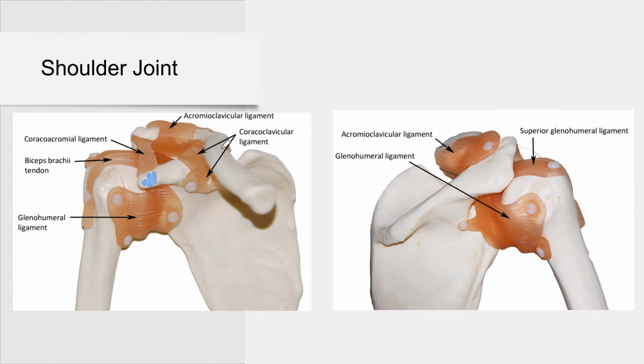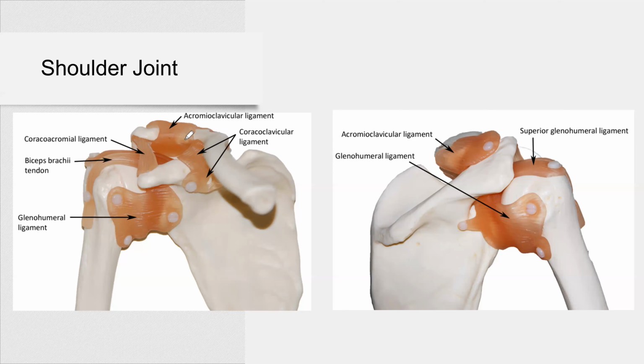So that's a coracoid. Now this is clavicle. Now look how we name those ligaments. We have coracoclavicular ligament, we have coracoacromial ligament, and we have acromioclavicular ligament.